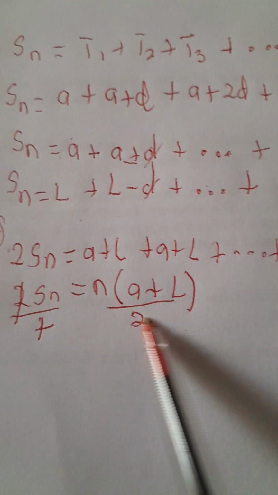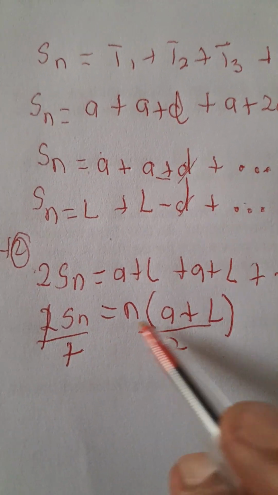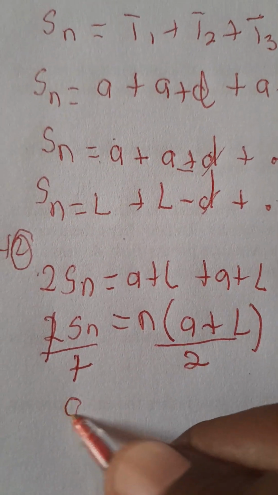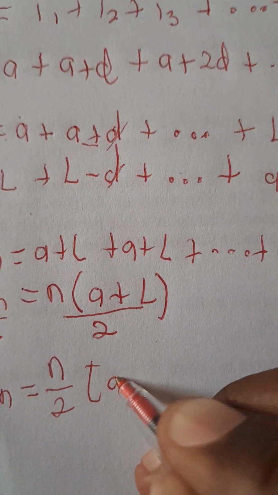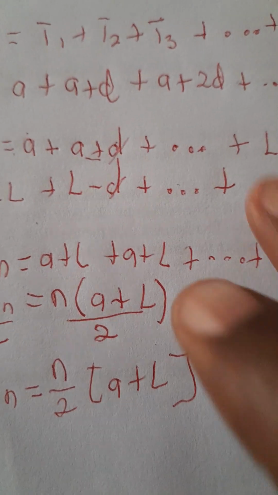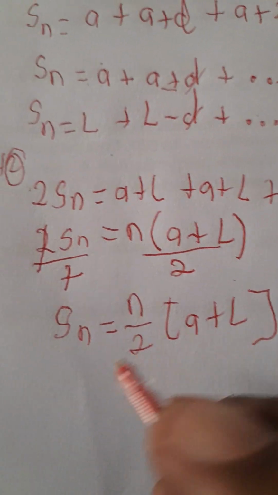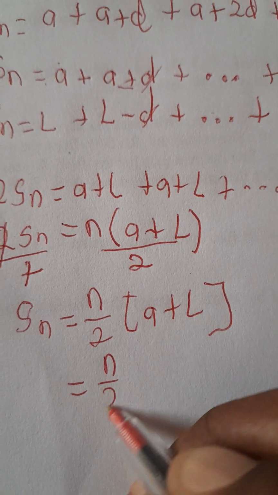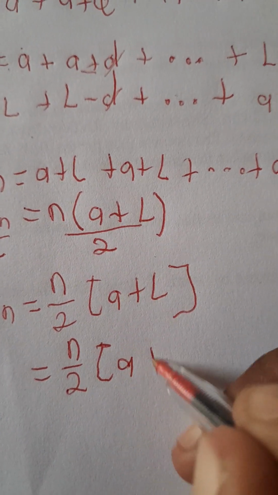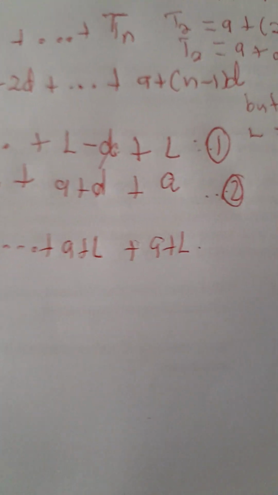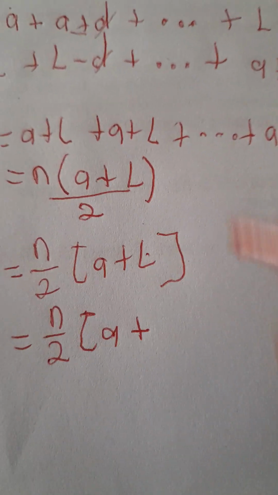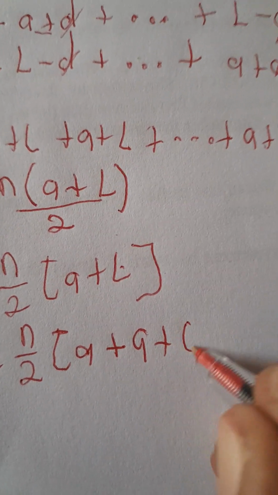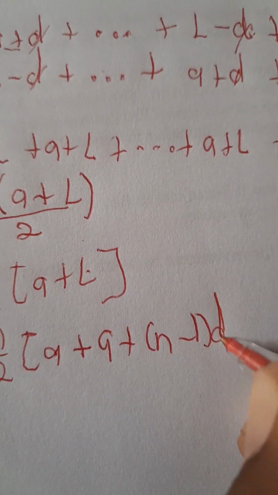We did also derive this. From this we can get the other formula. How? Let me show you, which will conclude our video. So we're having n all over 2 times a plus L. To make things easier, remember that I told you let L be a plus n minus 1 d, meaning that where there is L, I will place a plus n minus 1 d.